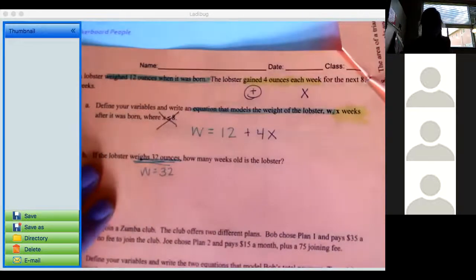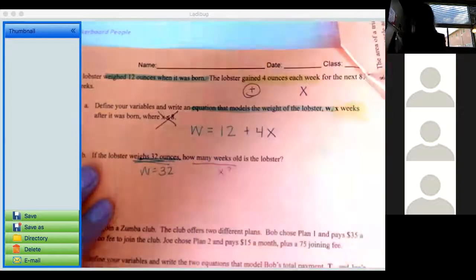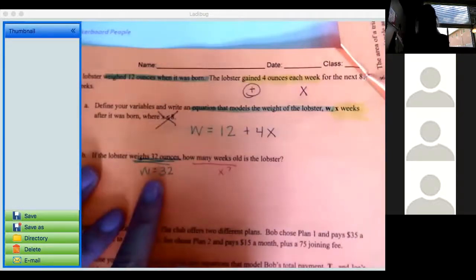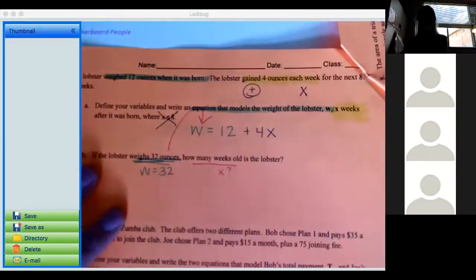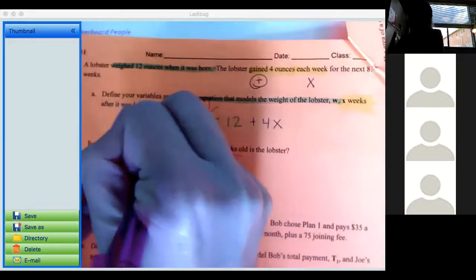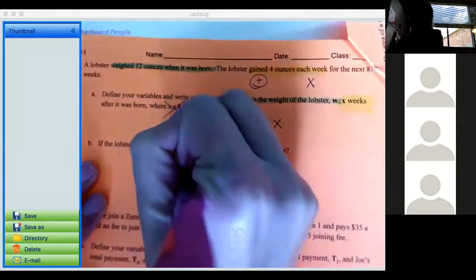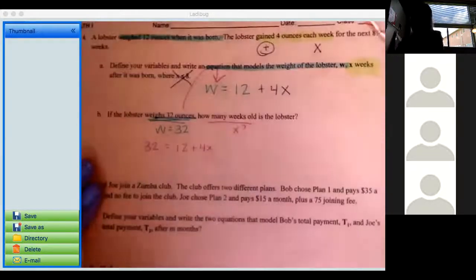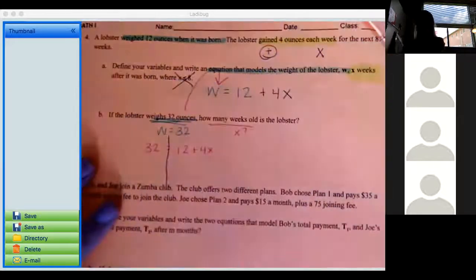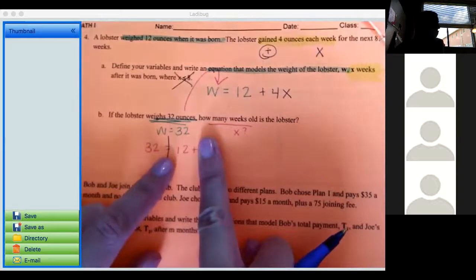So what can I go do with that to find how old he is, to find the X? What can I do with this? Plug it in where, Brooke? Right there? So you guys should have said 32 equals, plug it in right here, 12 plus 4X. And then you should solve that equation. So I'm going to cover my X. What do I do with the 12?